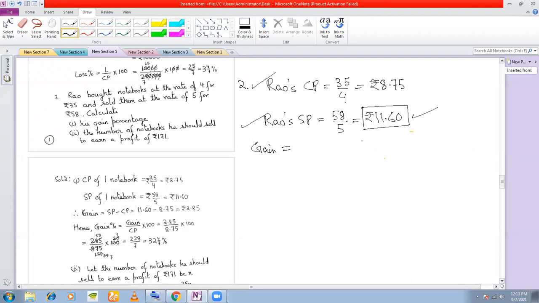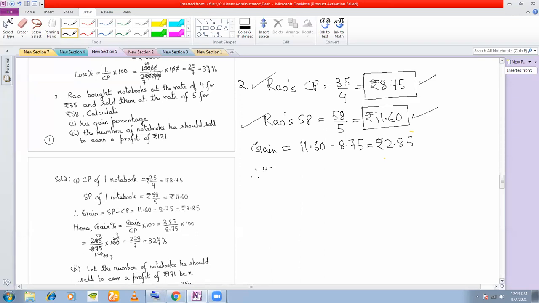Per book, how much is the customer paying him? 11.6. And when he was buying per book, how much was he buying it for? 8.75. So obviously he's making a profit, isn't it? "Yes, sir." So gain is how much? 11.6 minus 8.75. So his gain is rupees 2.85.